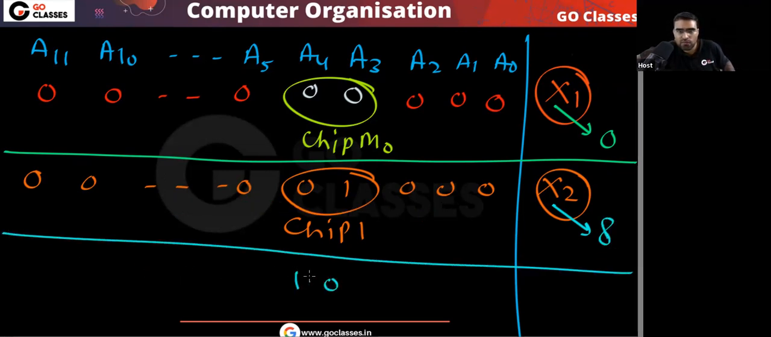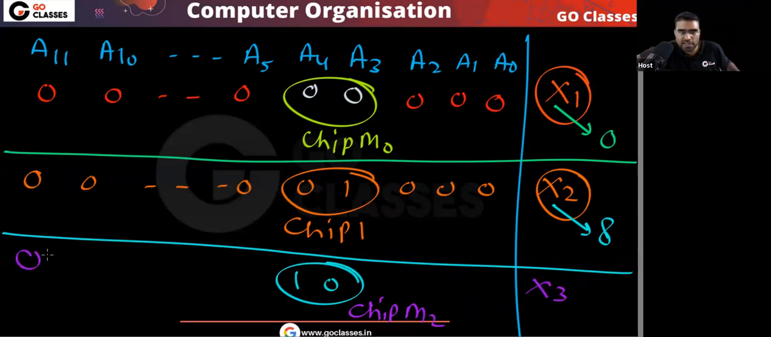Finally, what about this one? This means chip M2. This will be X3. For the starting address, you will make all 0. So what is this value? Tell me. This value is 16.